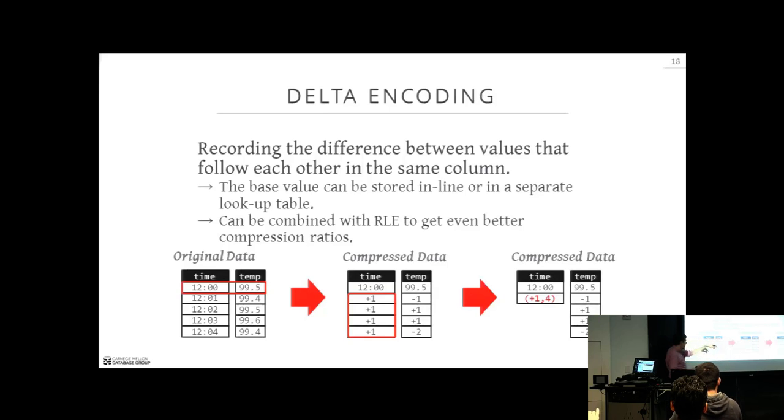So let's say instead of 12 o'clock, 12:01, 12:02, if I had 5 12 o'clocks from different sensors or whatever, I could then do run-length encoding on that. Well, they should all be zeros then, because the delta will be zero. Yes, but still, you can do run-length encoding on that.